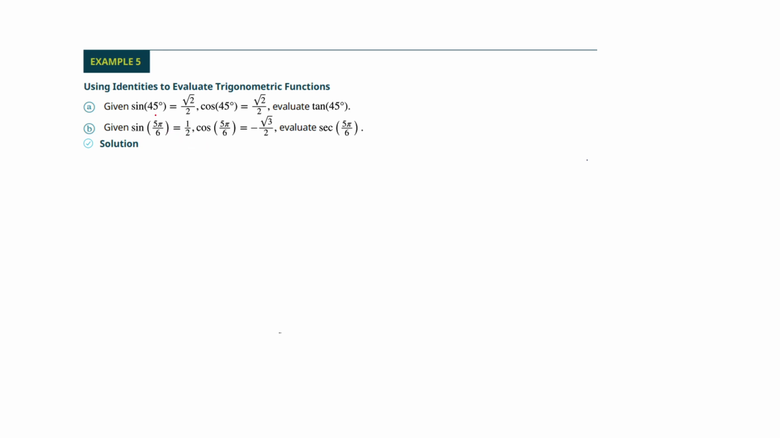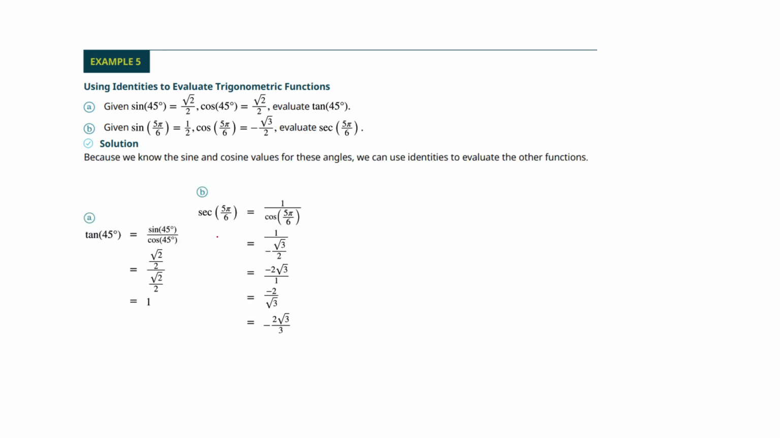Okay, so here's what they're saying. They're giving us the value of sine and cosine of 45. We know that. Now, if we want the tangent of 45, we're just going to put them over top of each other. That's exactly what I did in the last video. If sine's 45, it's this. Cosine's 45, it's this. Square root of 2 over 2 divided by itself is just 1. Now, secant here.